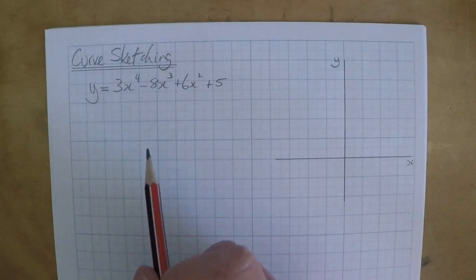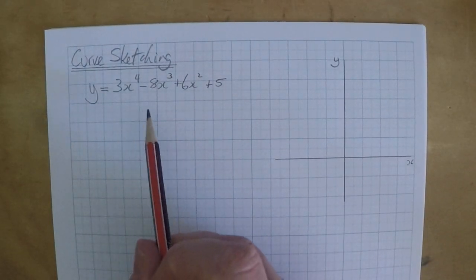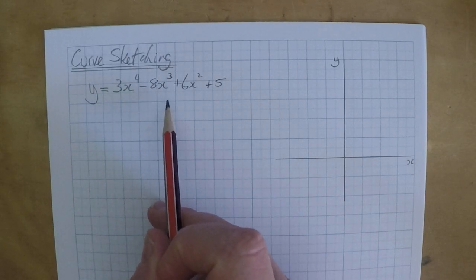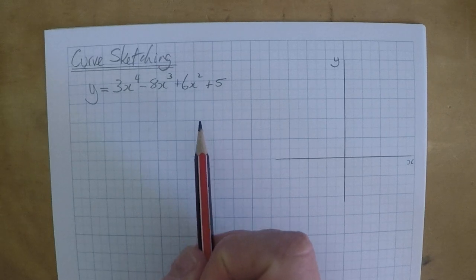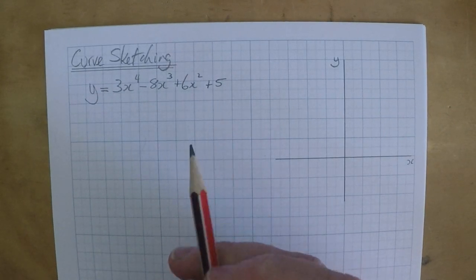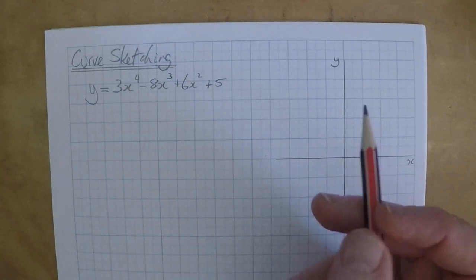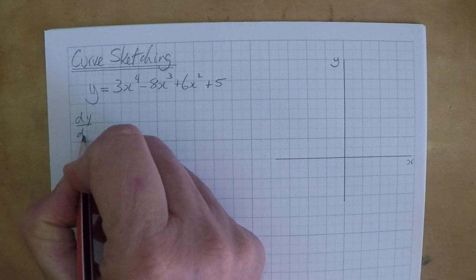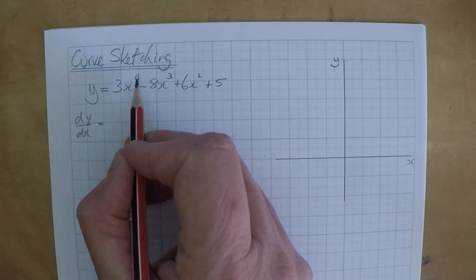In this video we're going to see how to sketch the curve of this function: 3x to the fourth minus 8x cubed plus 6x squared plus 5. The most important part of sketching a curve is to find the stationary points and determine the nature of those stationary points. The first step is to take the derivative dy/dx using the power rule.